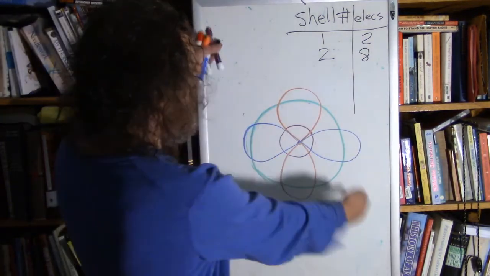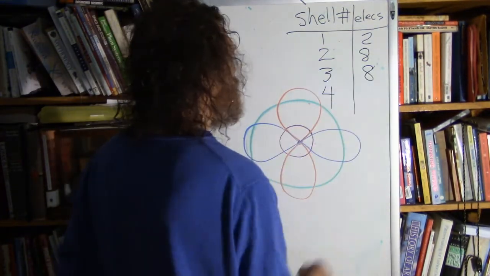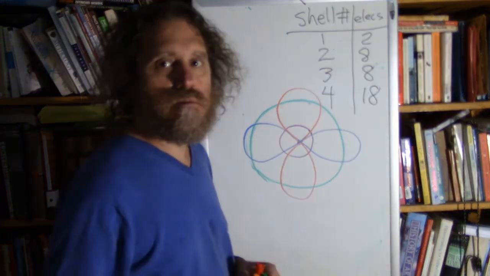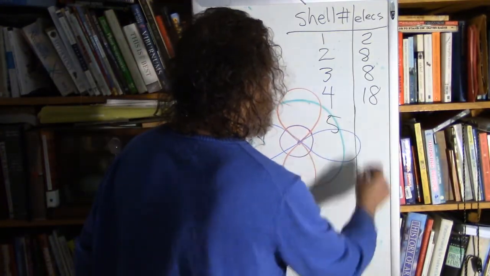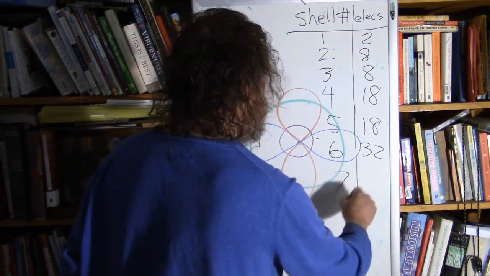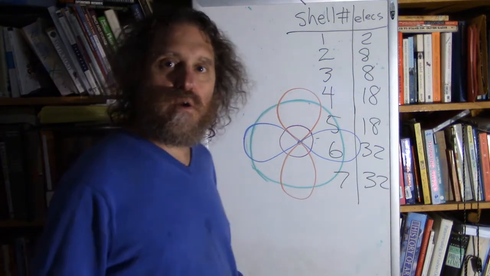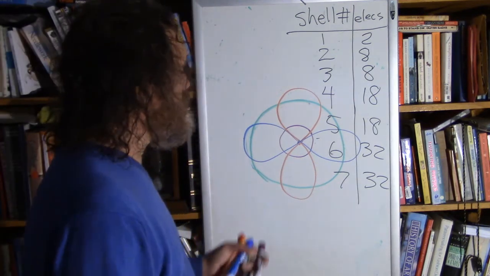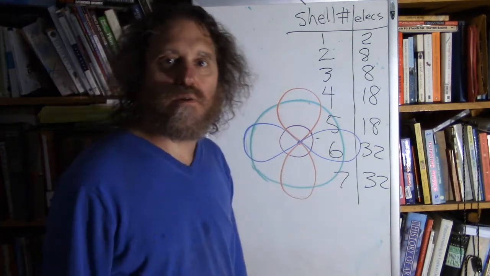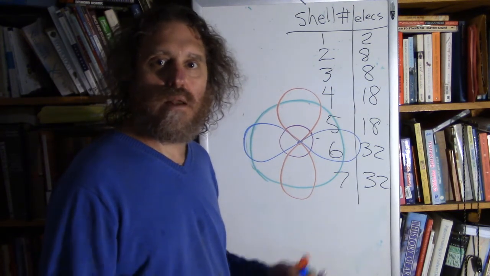Shell number 3 is similar but bigger, so that also holds 8. Shell number 4 can hold 18. Shell number 5, 18. Number 6 can hold 32, 7, 32. And that's about as many as you ever see in nature, because beyond that there's no bigger atoms. So these shells of orbitals, that is the form that electrons take in atoms. So you can see this is the way electrons stack up in their orbital shells.